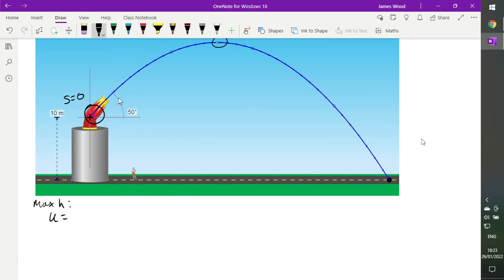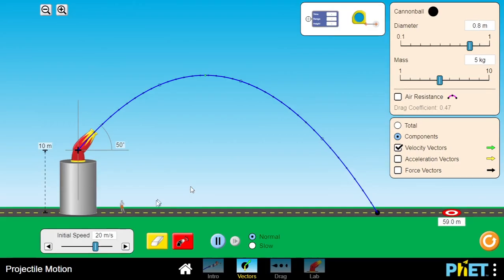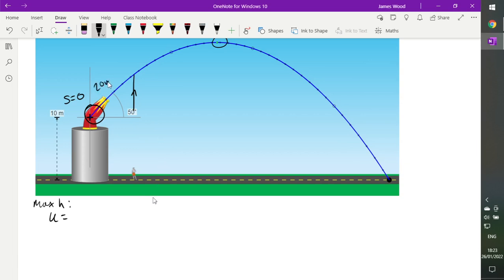So u, if we split this up, the vertical component is going to be, I can't remember what the speed was now, 20. So we have 20 meters per second. So this is going to be 20 sine 50. V is 0 up at the top. A is minus 9.8. We want to find s. We get about 11.97, so 12 meters.